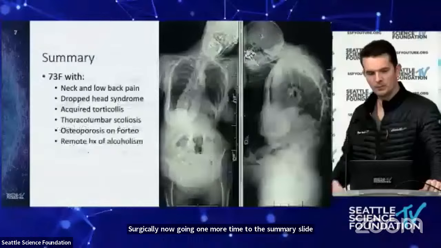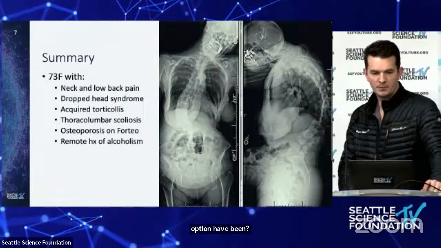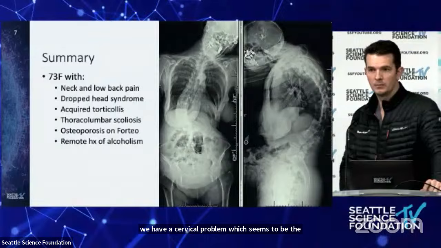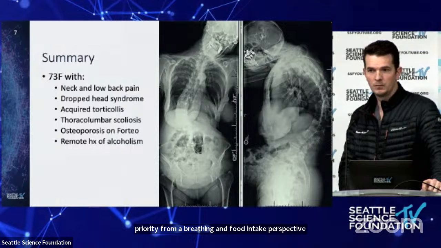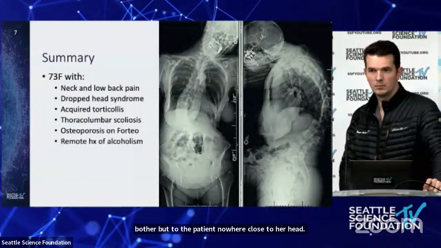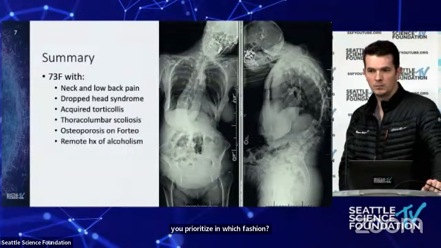Surgically now, going one more time to the summary slide before we move on to the next case, what would your option have been? I know you have to advise your adult colleagues now. We have a cervical problem, which seems to be the priority from a breathing and food intake perspective. And then we have a thoracolumbar deformity, which is a bother, but to the patient nowhere close to her head and chin being tilted off to the side. So what would you prioritize in which fashion, assuming that we can't do a global solution in this patient in one setting?